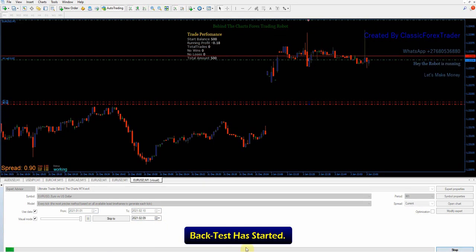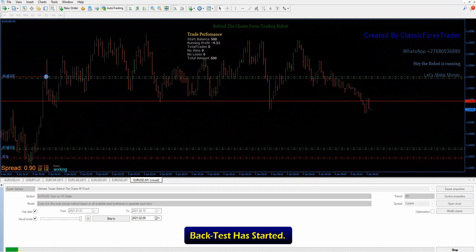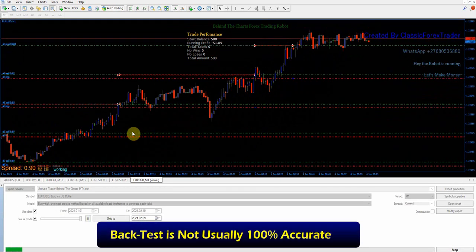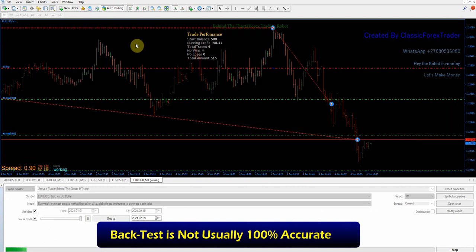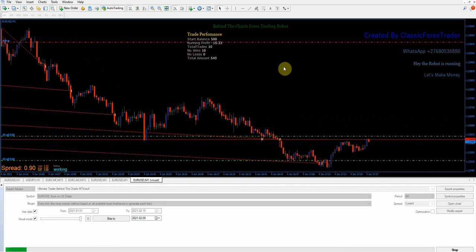Backtest is not usually 100% accurate because behavior on a live real market may be different from backtesting. This is due to the broker and the real-time communication with the server. Backtesting requires quality raw data.